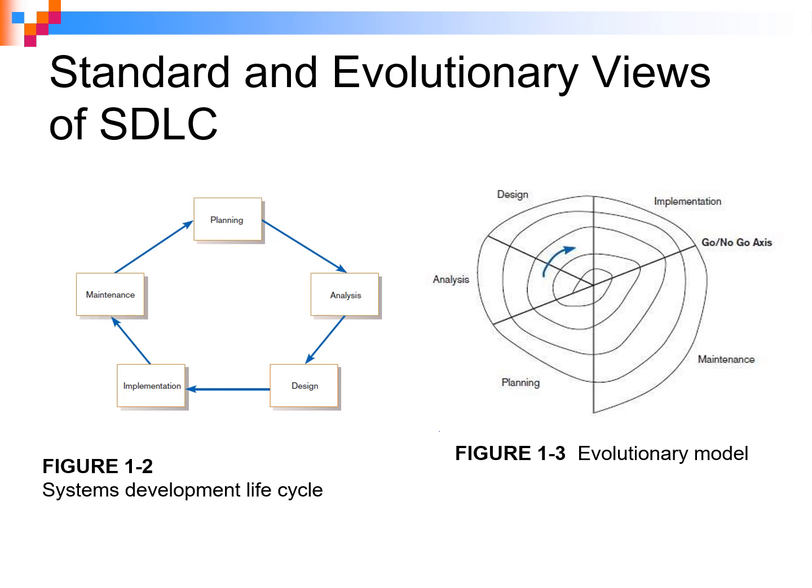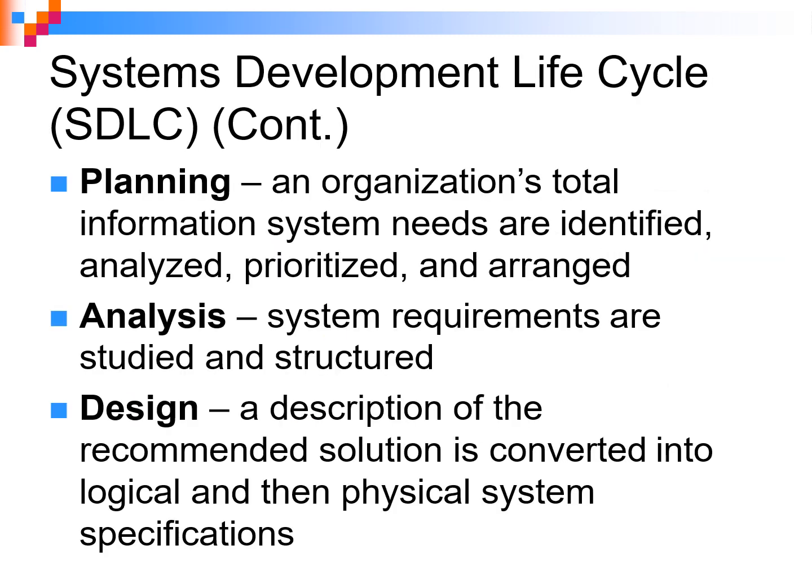Okay, so now let's talk about the system development life cycle, each phase. Let's start with planning. According to the slide, an organization's total information system needs to be identified, analyzed, prioritized, and arranged. Planning is one of the most difficult phases of the system development life cycle, because here we're going to identify the problem, prioritize the problem, arrange solutions, and everything.